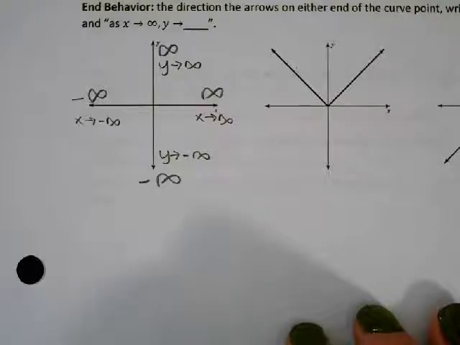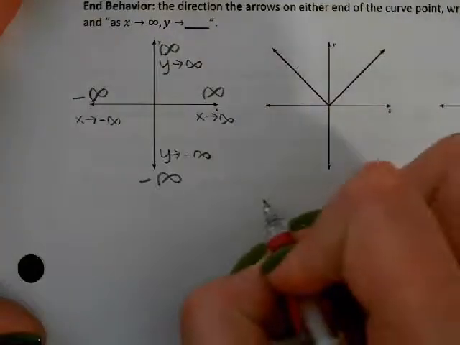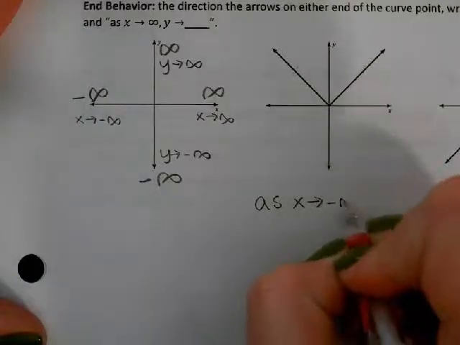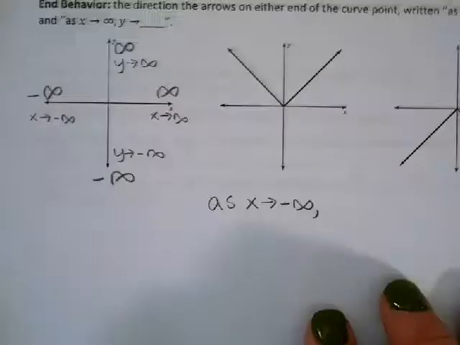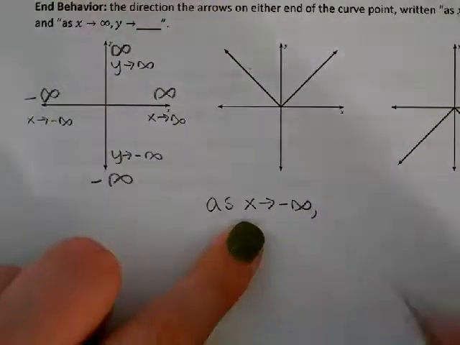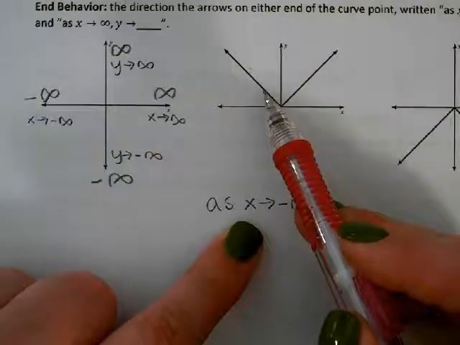So for this one, we're going to say as x goes to the left, so as we look at the left arrow, we're going to say if it's going up or down. So with this picture, when you look at the left arrow, what is it doing? It goes up. So what would I write next?